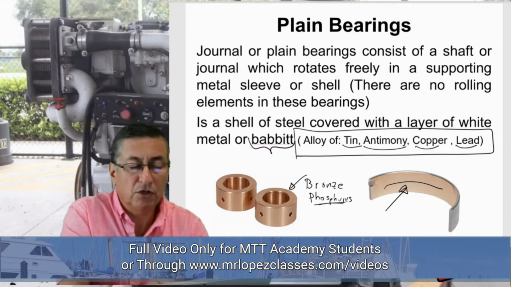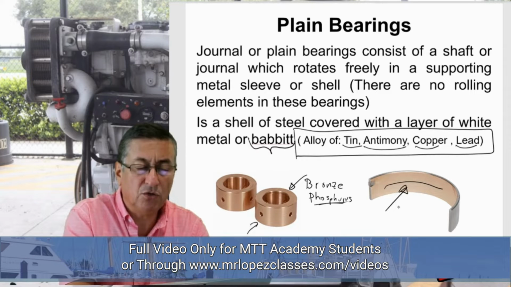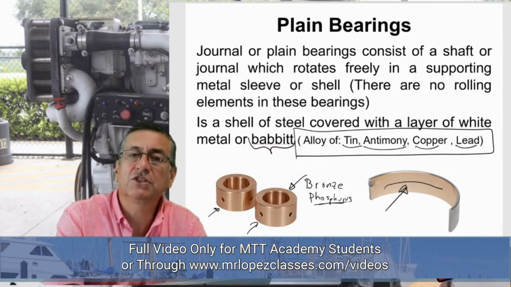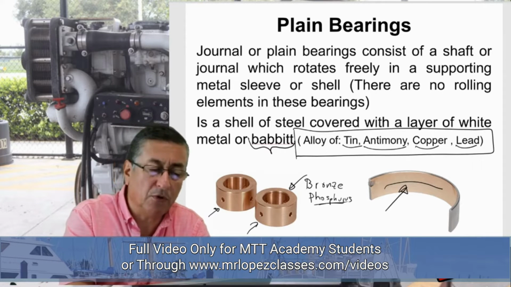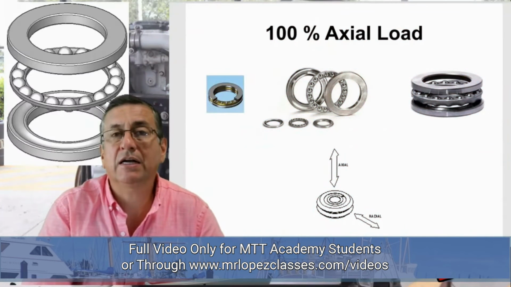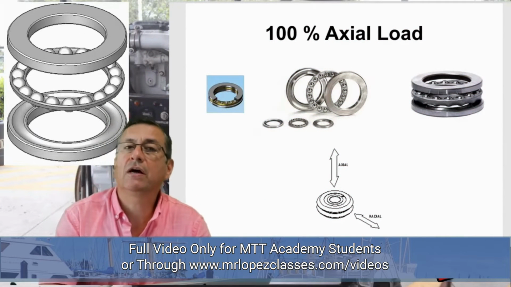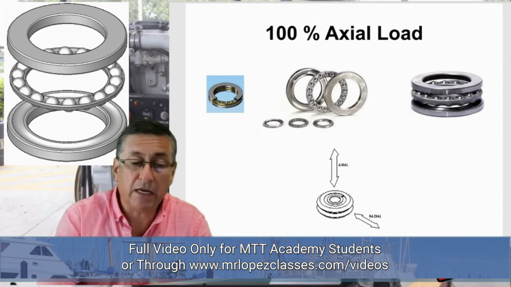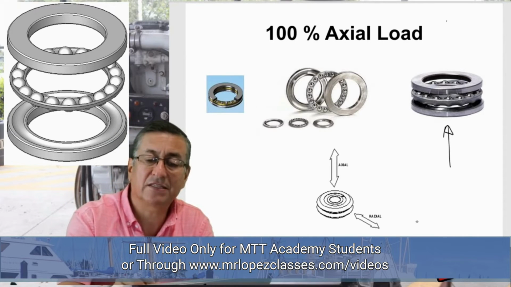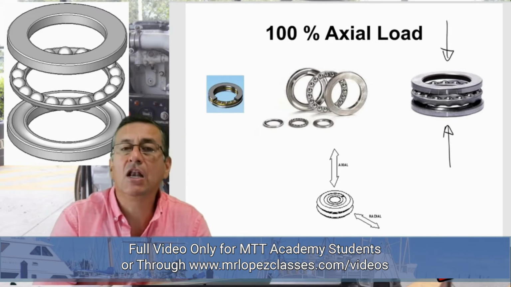Bronze, phosphorus. Those are the typical bearings used on the starter motor. The shaft of the starter motor rests in a couple of bearings, those bronze bearings. Those are axial bearings, like the axial bearing that we have on the screen right now. Those axial bearings support excessive axial loads.